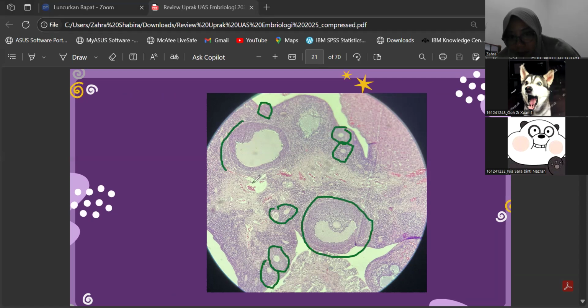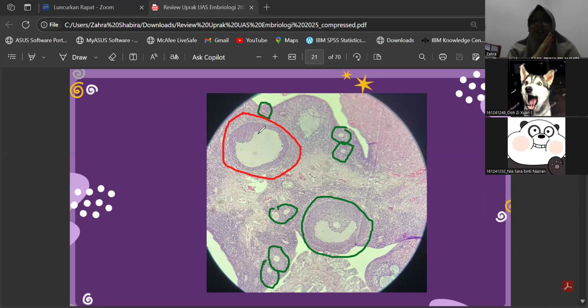Now, how about this one? If there is a question like, what follicle is this? It's pointed. What slips on your mind? What answer slips on your mind if there is a question that I circle over here? What is this follicle? The graafian follicle. Regular follicle. Okay, you answered regular follicle.